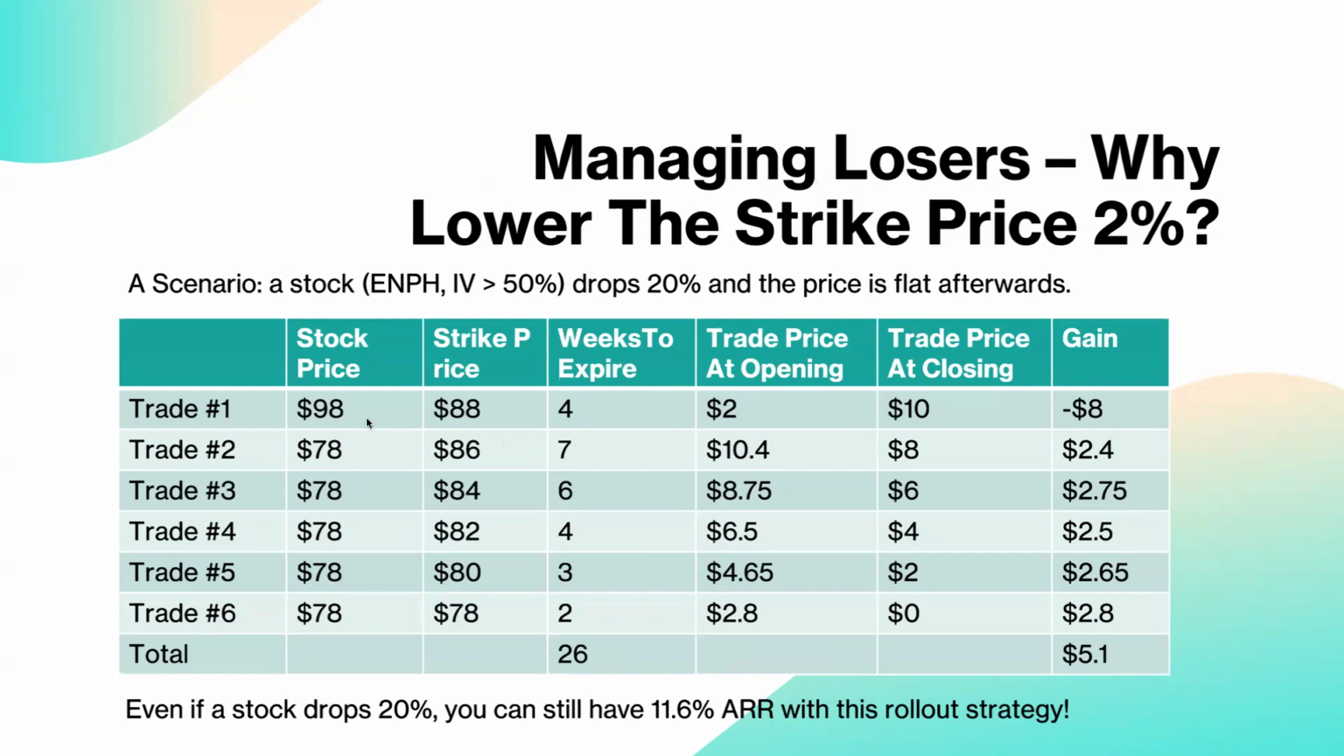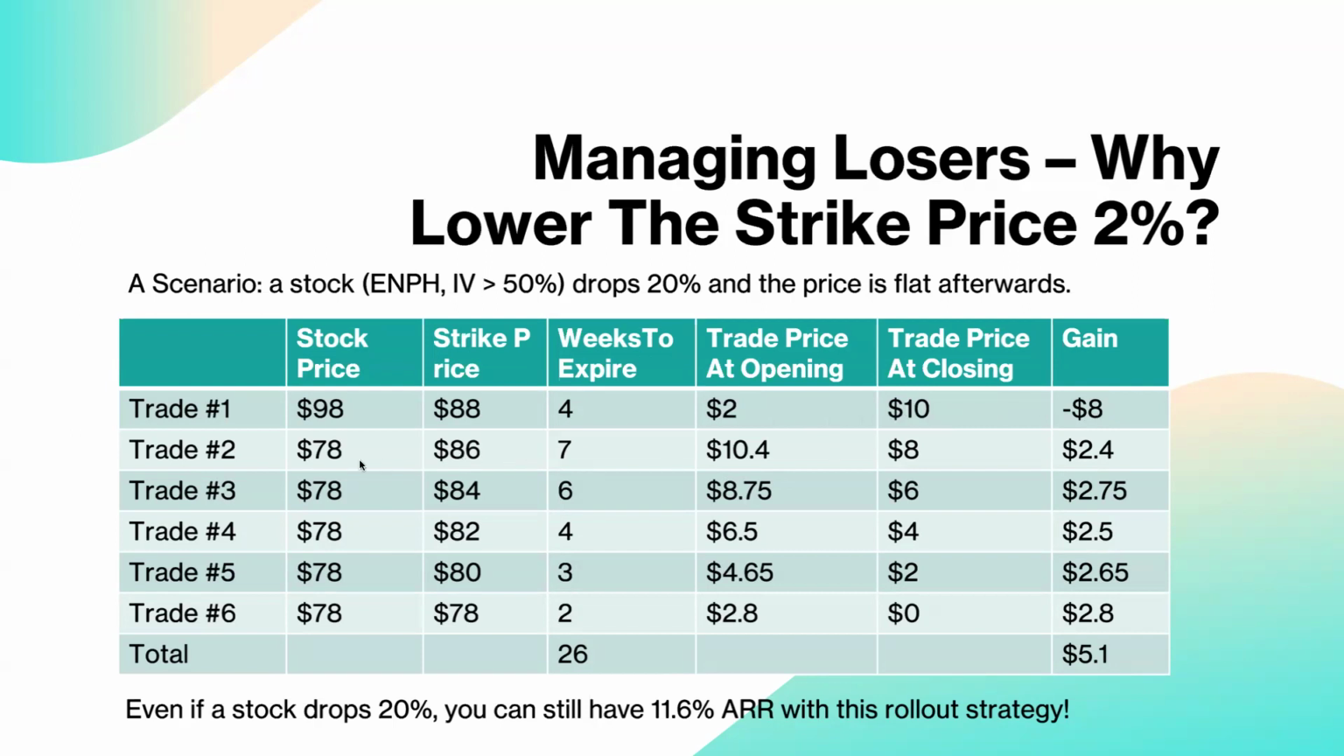When the stock price is $98, we open trade number 1, 4 weeks put trade with a strike price $88 and premium $2. Unfortunately, at some point of the 4 weeks, the stock dropped 20% to $78. So at the end of the 4 weeks, the stock price is 78. We close the trade number 1, and the trade price right now is pure intrinsic value, $10. So we lost $8 from the first trade.